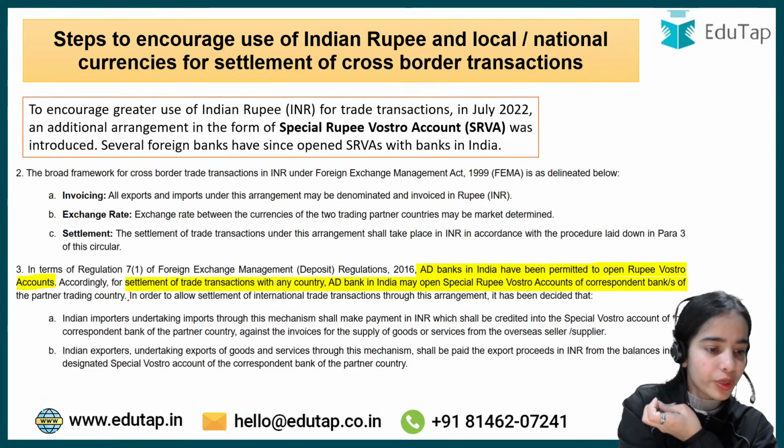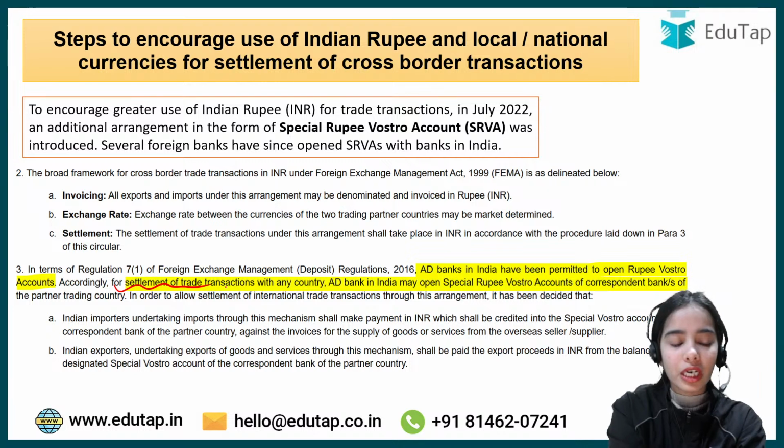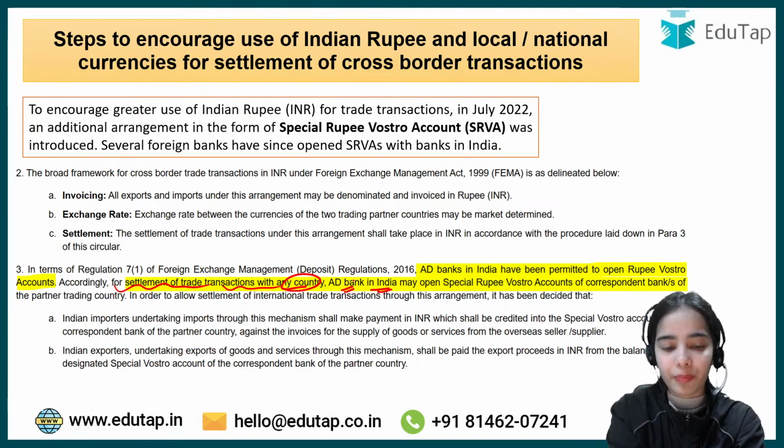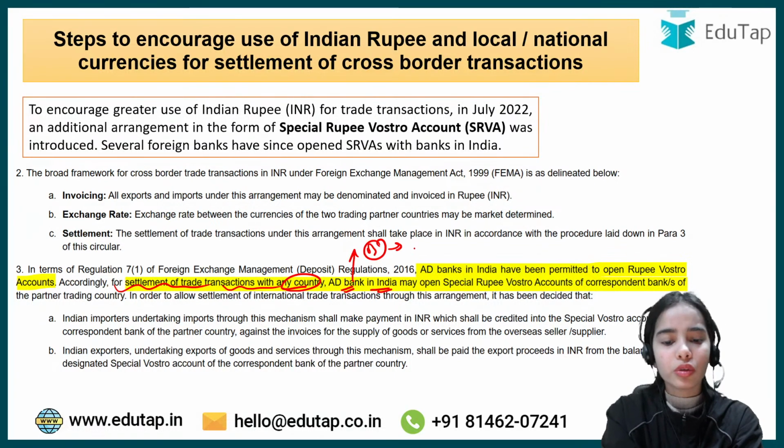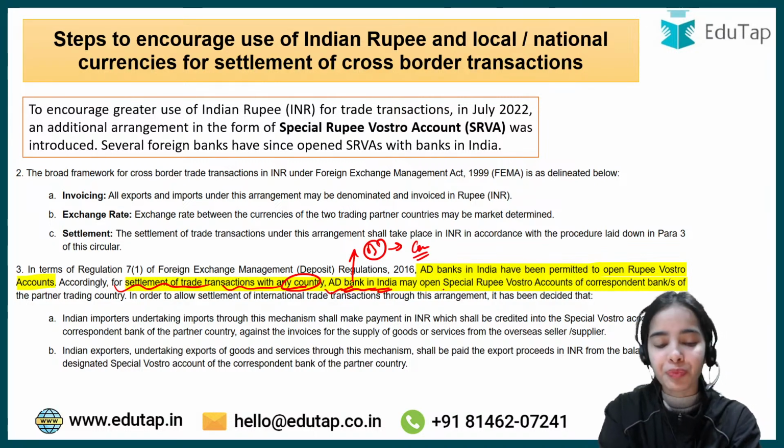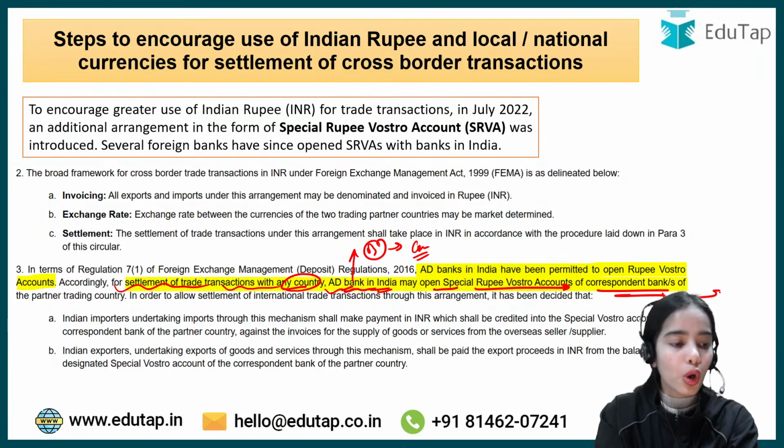So here I hope you understand that for the settlement of trade transactions with any country, the authorized dealer banks in India, the banks that have permission from RBI to do the conversion of currency, can open special rupee Vostro accounts of the correspondent bank of the partner trading country. It can be a German bank, it can be a Russian bank and such.